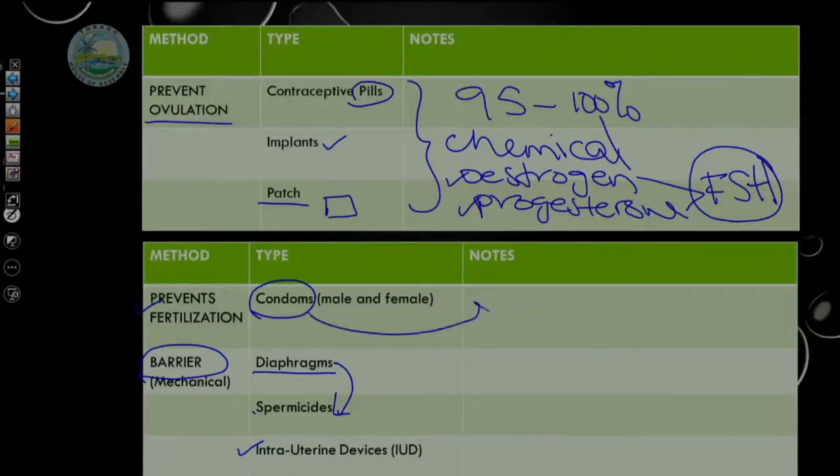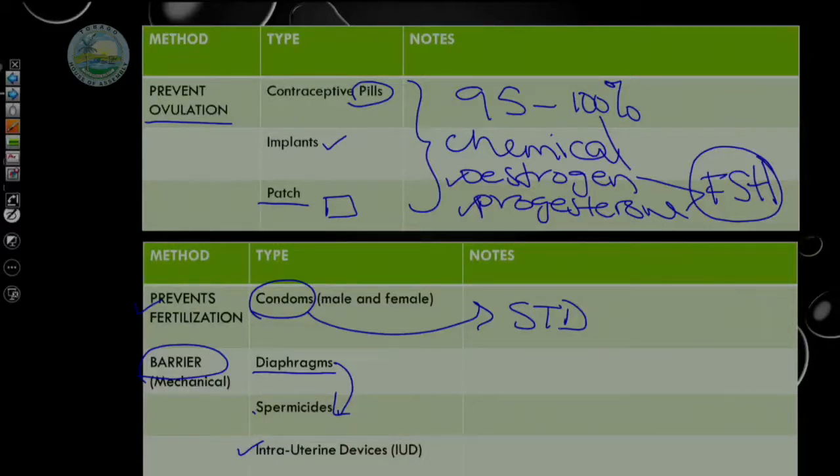Now, I just want to mention that of all the birth control methods that I mentioned, condoms are the only ones which prevent STDs. All the others will prevent pregnancies, but condoms, besides preventing pregnancies, also have a role in preventing the transmission of sexually transmitted diseases. So it has the added benefit of that.